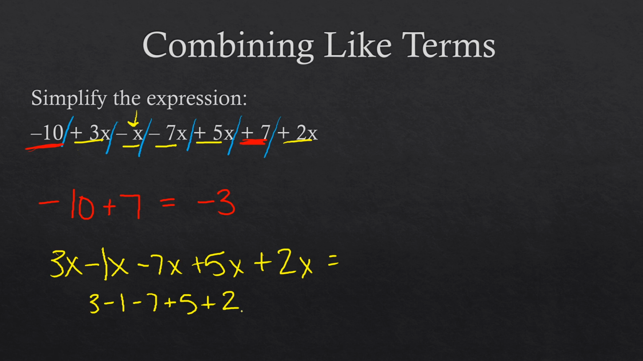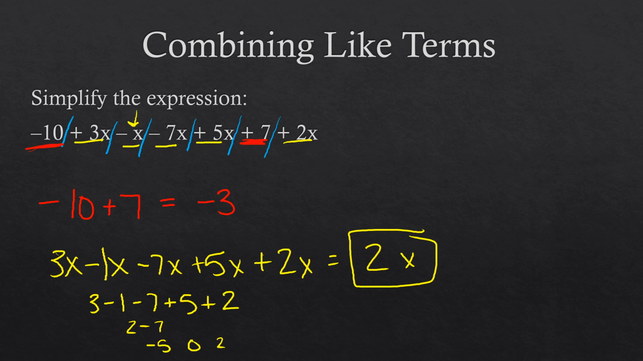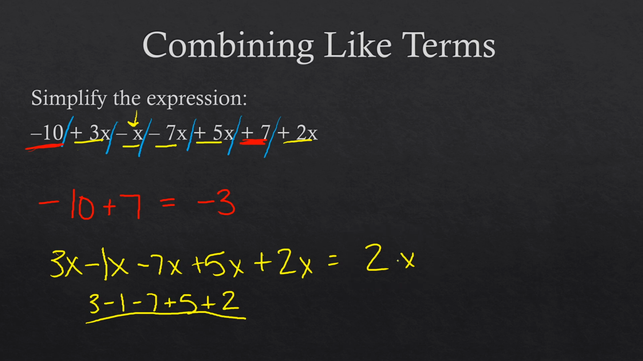So 3 minus 1, this is going to give me 2. Minus 7 is going to be negative 5. Negative 5 plus 5 is 0. 0 plus 2 is 2. So here I get 2x. Okay, so when I add all of these and subtract them all together, I get a 2, and then don't forget to bring your x next to it.